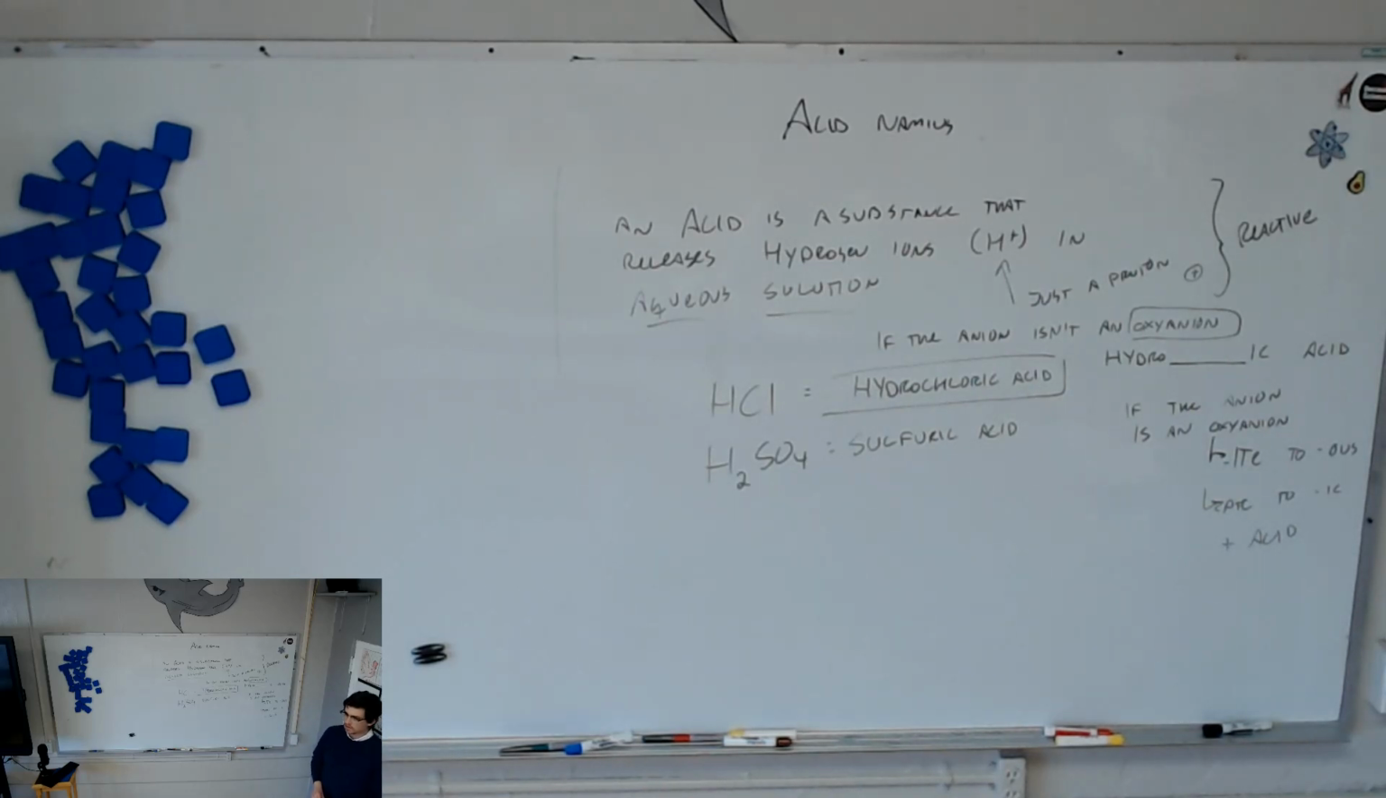If the thing it was made out of ended in ite, we change that to ous and add acid. If it ended in ate, we change it to ic and add acid.